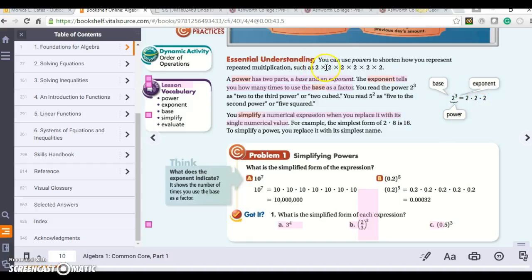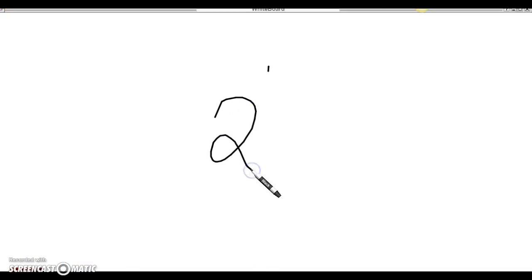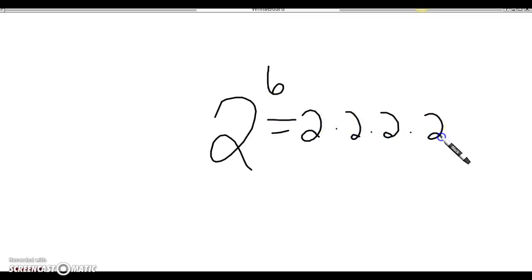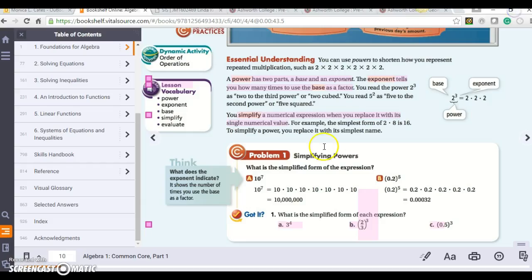For this one, I have 1, 2, 3, 4, 5, 6. So my base would be 2, and my exponent would be 6. And that would be equal to 2 times 2 times 2 times 2 times 2 times 2. All right. So you read the power 2 to the 3 as 2 to the third power, or 2 cubed. You read 5 to the 2 as 5 to the second power, or 5 squared.